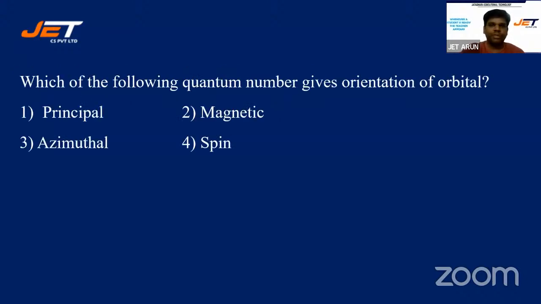Which of the following quantum numbers gives orientation of orbital? We have already seen this question in a different way. Orientation of orbital. We have seen size and energy, shape of the orbital, now orientation of the orbital.